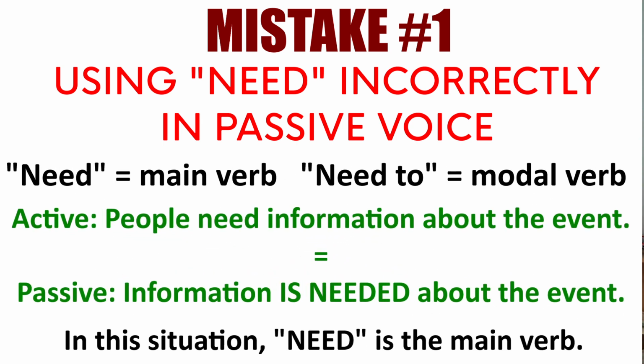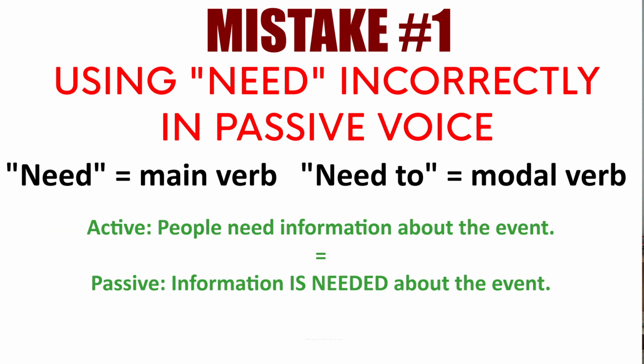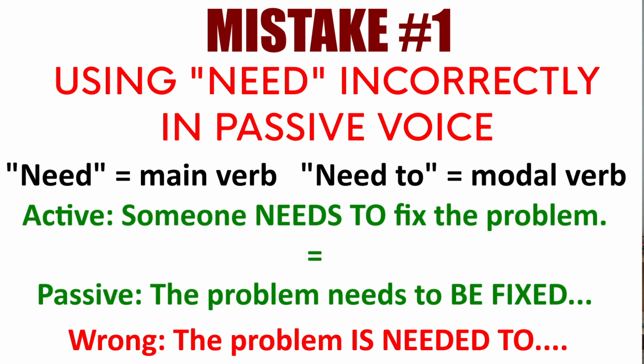However, with need, it can be very confusing. Let's look at an example. People need information about the event. Need is the main verb. You can see people need information. So in passive voice, information is needed about the event. That's correct. However, when you use need to, you're going to use a different structure.